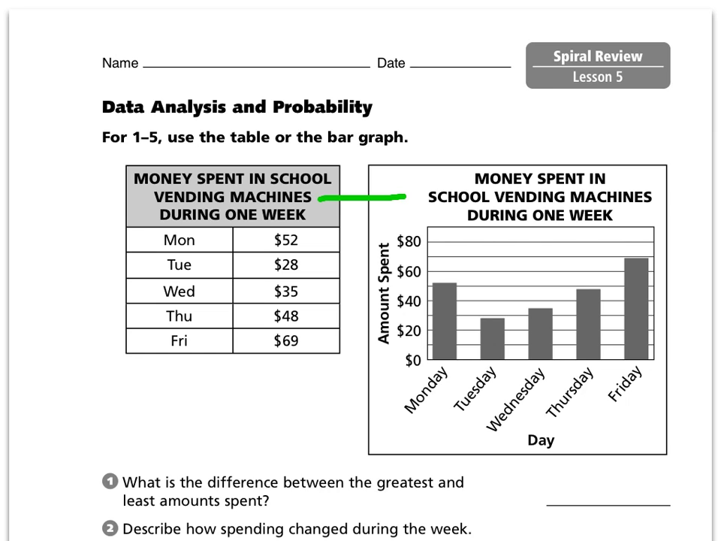1 week. So Monday $52, Tuesday $28, Wednesday $35, Thursday $48, and Friday $69. So let's use this information to solve the problems.